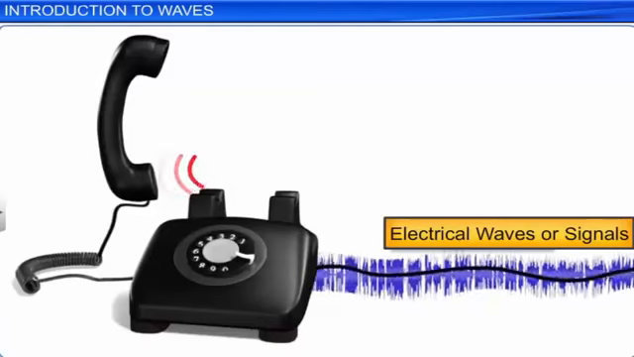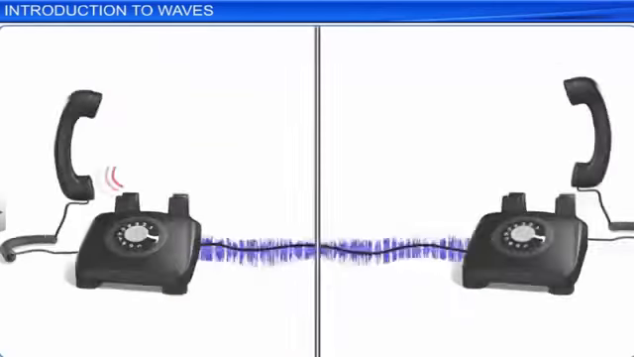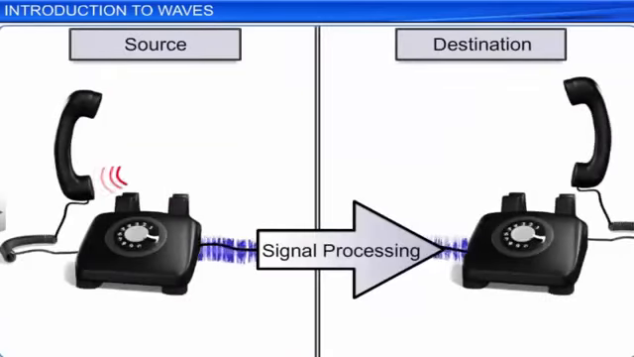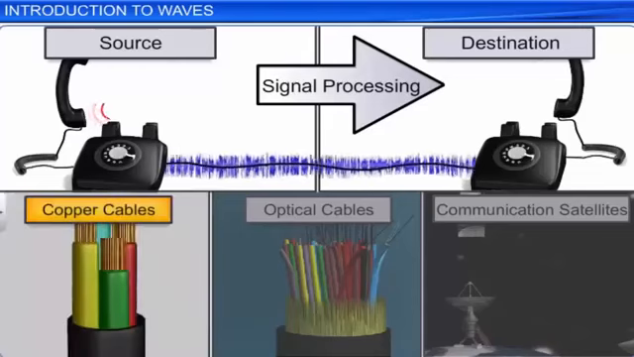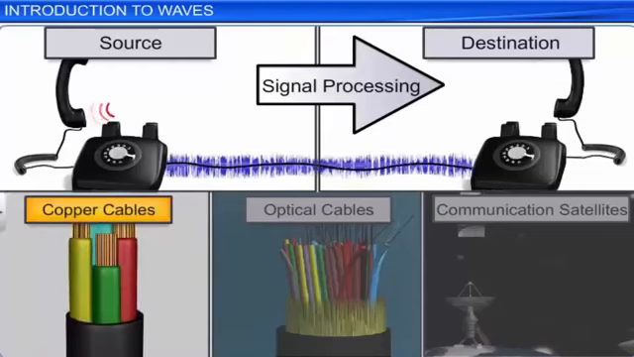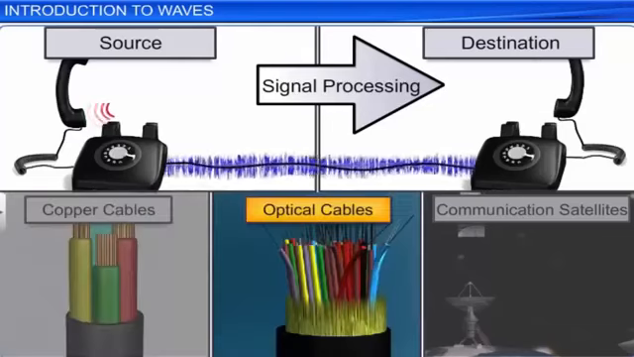These electrical signals may be transmitted through a copper cable, converted into light signals, and then transmitted through optical cables, converted into electromagnetic waves, and then transmitted through air or communication satellites. The signals received are converted back to sound waves by an instrument at the receiving end.